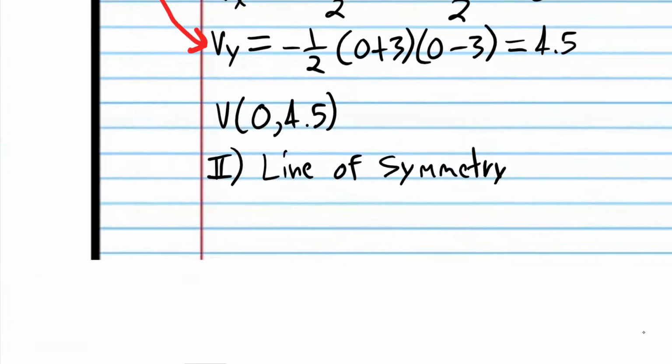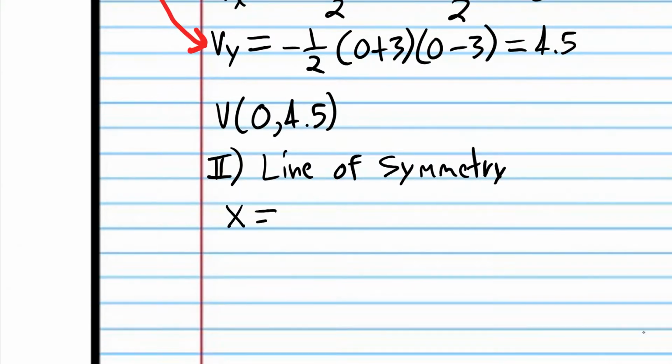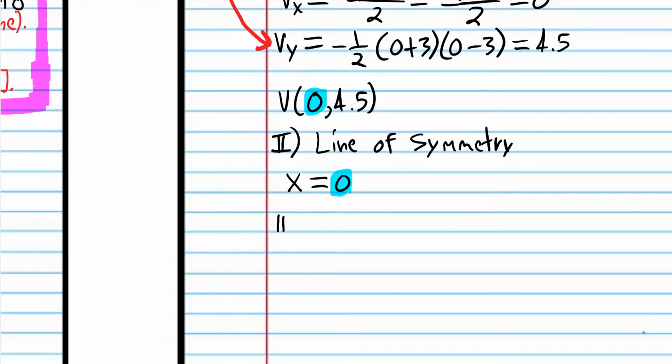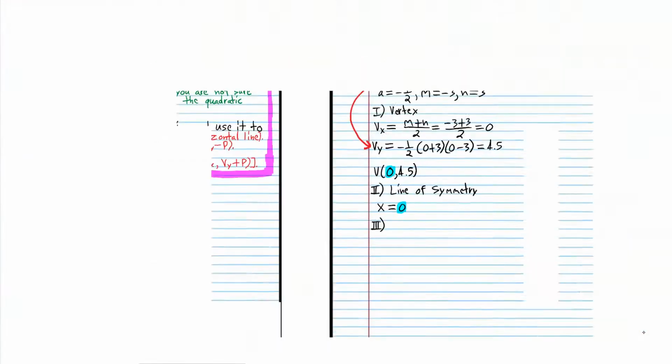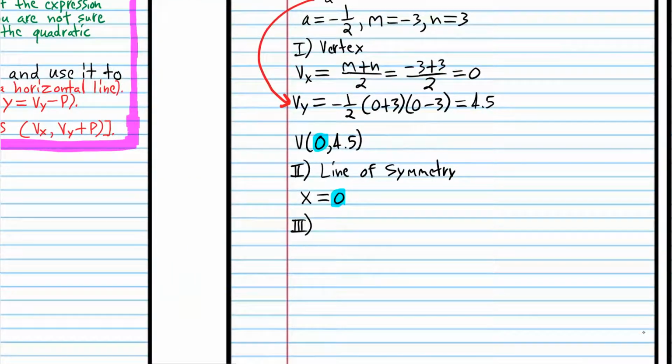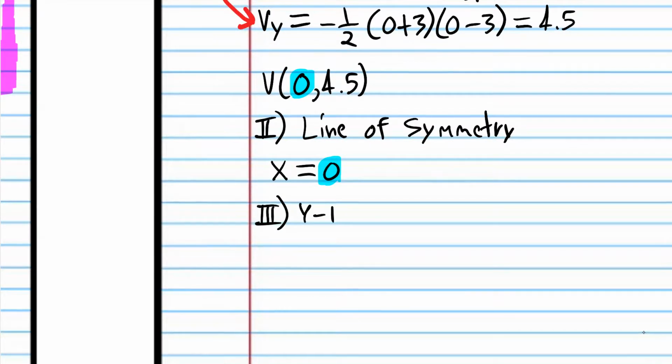And that's really easy. It's just going to be x is equal to whatever the x value of the vertex is. So, that just comes from here. Okay, and step 3, I think I might hold off on graphing this stuff until I do all the math.